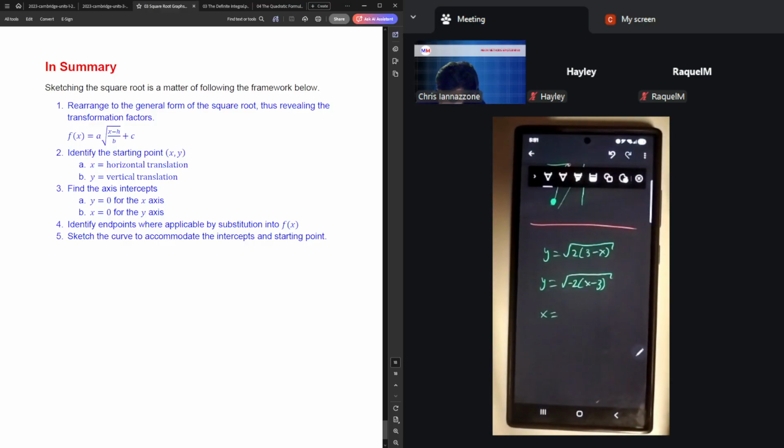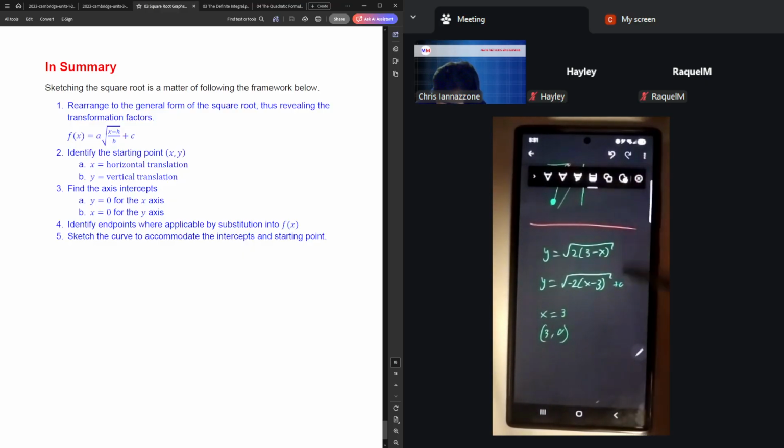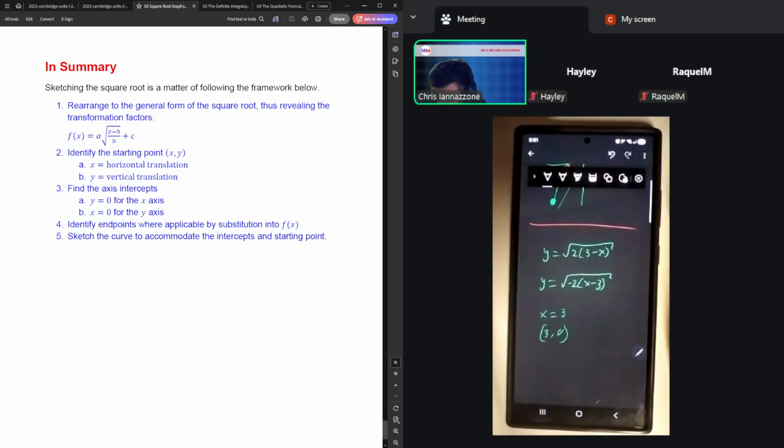Yep. Now, there's a translation of 3 units to the right. Absolutely. So 3, 0 for this one, it's horizontal. Yeah, 3, 0. So that's going to give us 3, 0. We got this implied +0 for our vertical translation there. Cool. Okay, that's step 1 and 2 done.